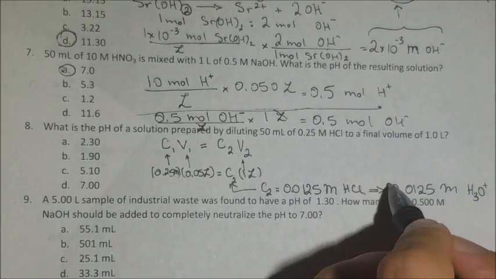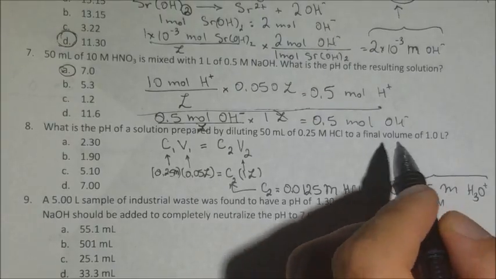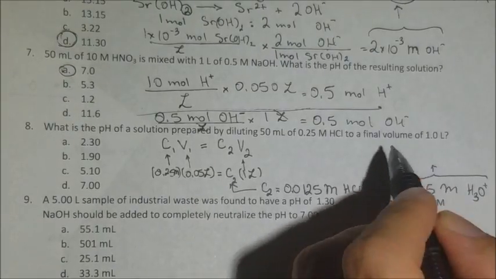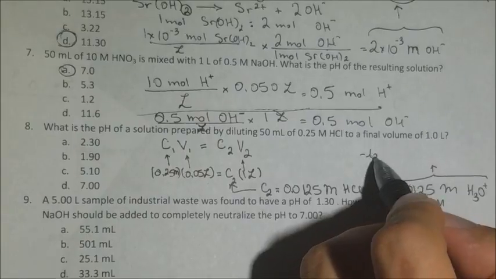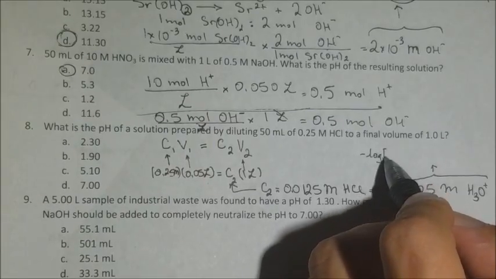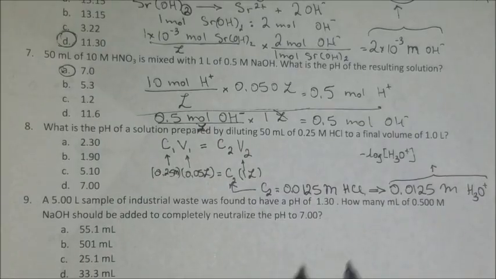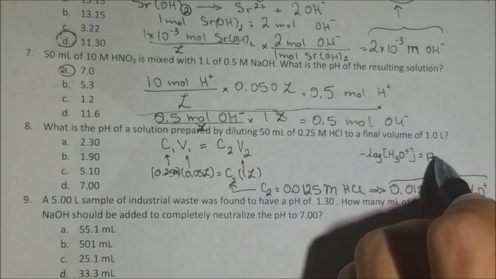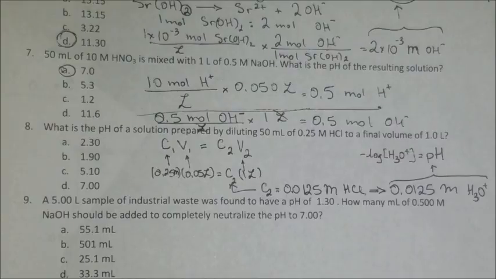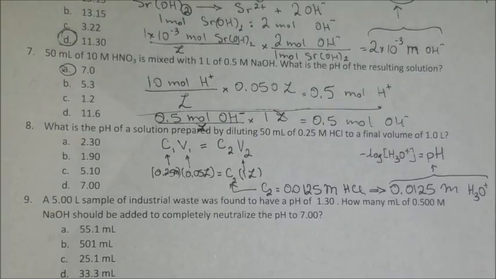And so now we can take this molarity and say, okay, what is the negative log of it? When we take the negative log of it, it will give us the pH. So let me go ahead and do that. The negative log of 0.0125 is going to be 1.9.